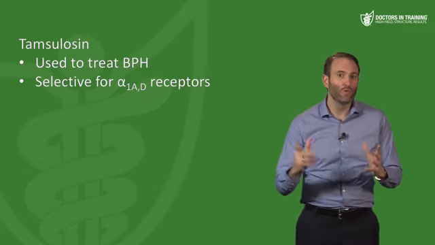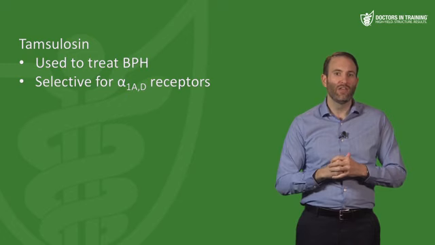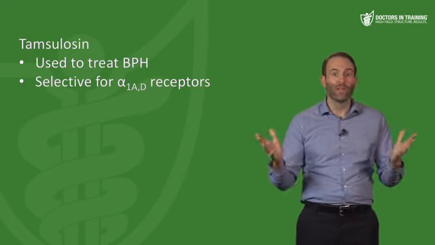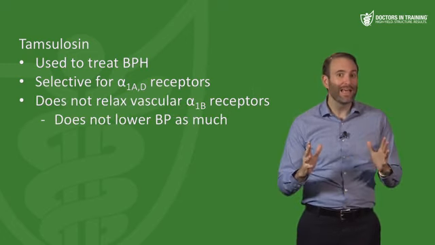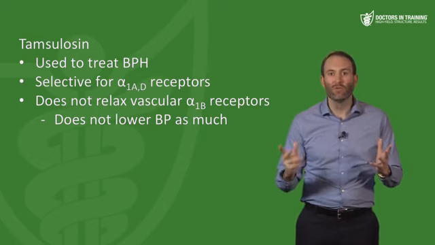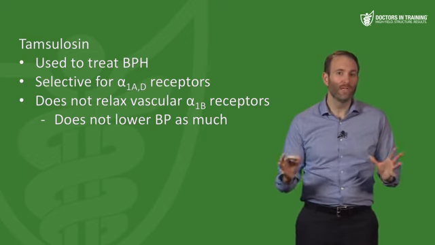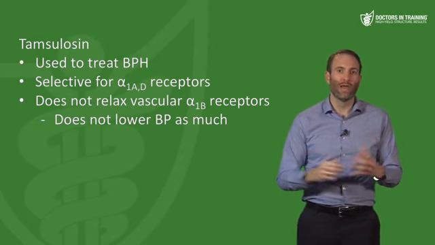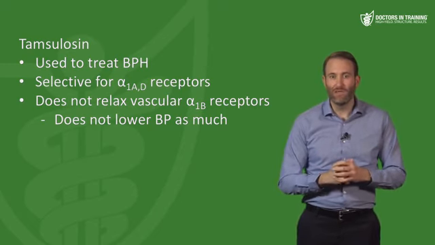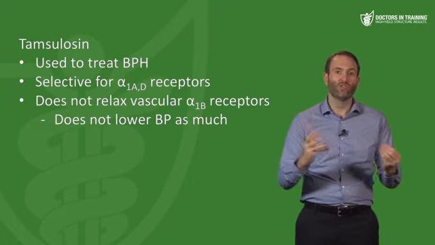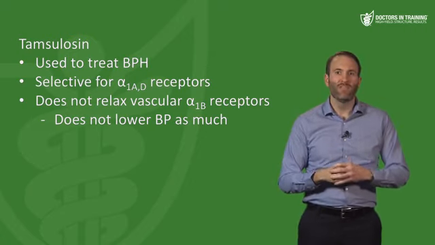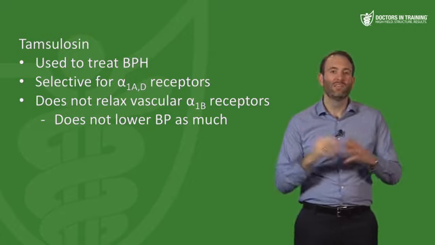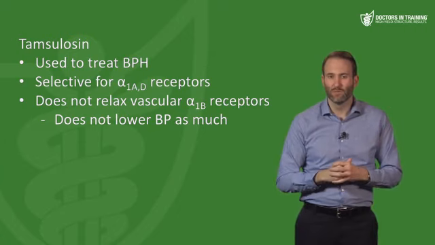So it relaxes that smooth muscle in the prostate region, that urethral smooth muscle, so that urine can pass more easily. It does not relax the vascular, what we call the 1B receptors, as much. So tamsulosin is not going to lower your blood pressure as much as those other typical alpha-1 blockers. So for patients with BPH and high blood pressure, maybe go with one of those zosin drugs, those first drugs we talked about. If they don't have high blood pressure, then maybe stick with tamsulosin so it doesn't affect them as much.